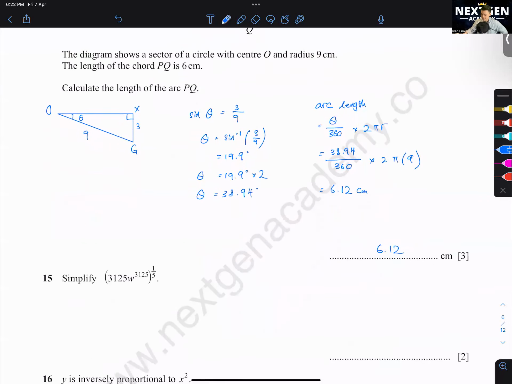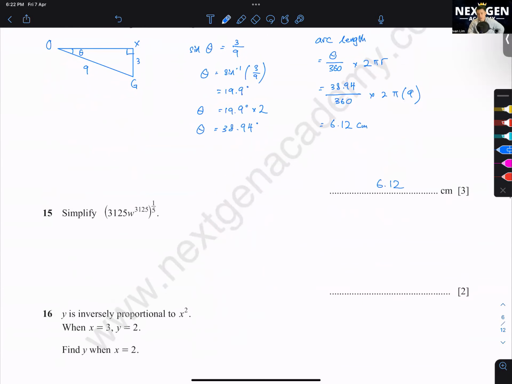Okay, question 15. Simplify 3125W to the power of 3125 to the power of 1 over 5. How do we do this? This one, your law of indices. Power this, and multiply this. So here will be 3125 to the power of 1 over 5. This one is W to the power of 3125 times 1 over 5. Just put in the calculator. Here will be 5. Here will be 625. So 5W to the power of 625.